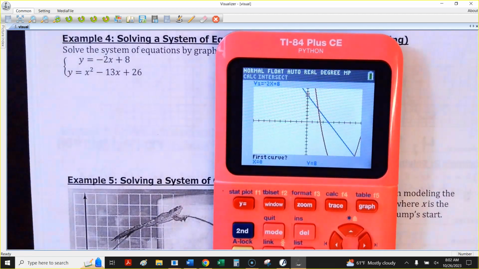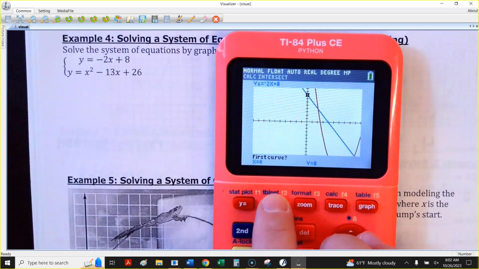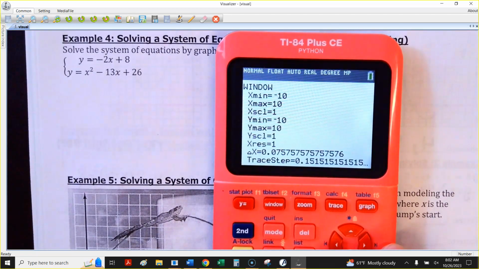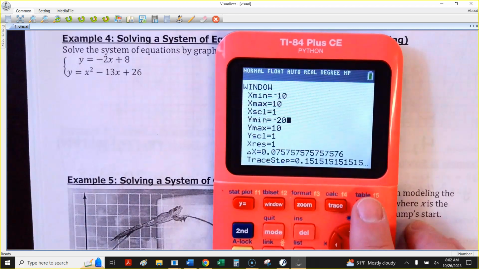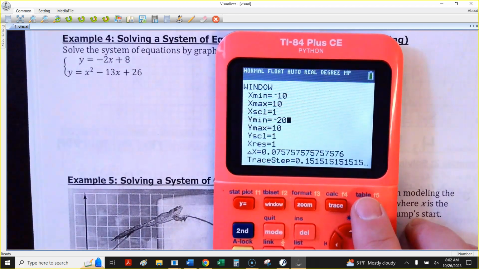This one looks really far down to the bottom. So what I might do, just let me do real quick, I'm just going to go into the window here, and I'm going to make the y values go a little bit lower. So my y minimum was at negative 10. Let's make it go to negative 20, just real quick. Because I've got to be able to see the intersections on the screen to be able to use the calculator to get those intersections.